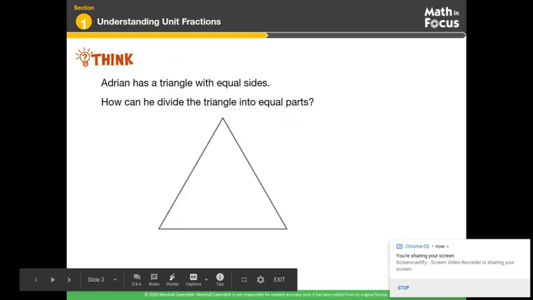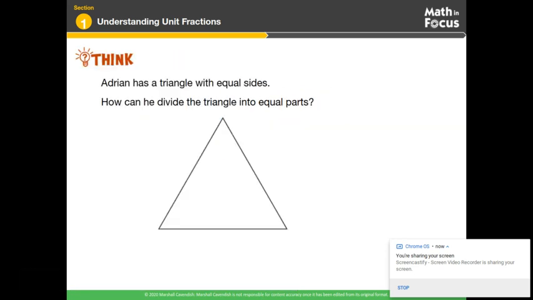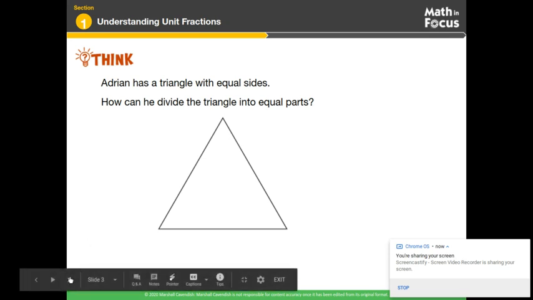So there's something to think about. Adrian has a triangle with equal sides. How can he divide this triangle into equal parts? We'll revisit this question after we talk a little bit more about fractions.